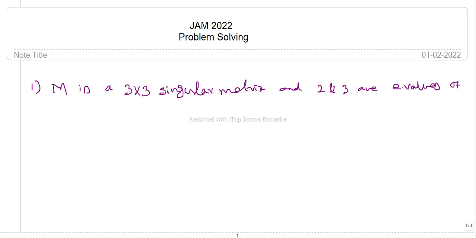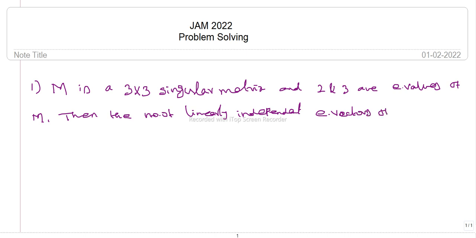of M. Then what is the maximum number of linearly independent eigenvectors of the matrix M cube plus 2M plus I, meaning the 3 by 3 identity matrix, that is I3, is equal to dash. So how many linearly independent eigenvectors?